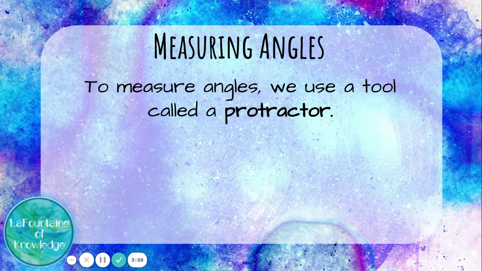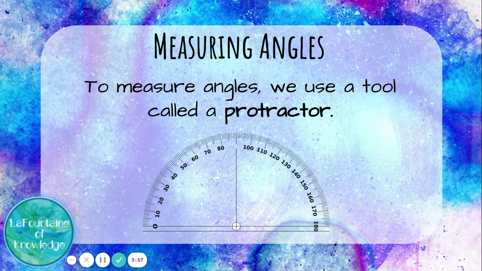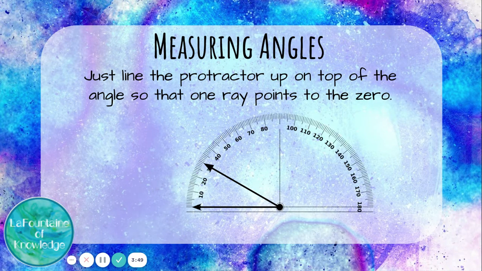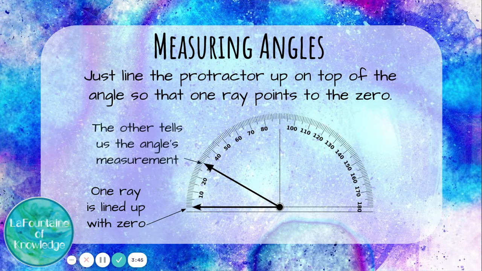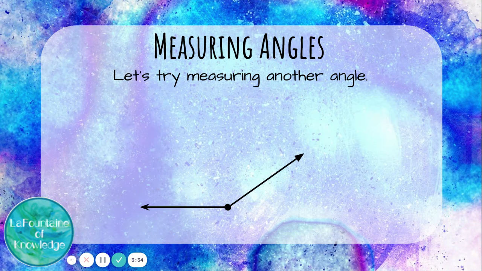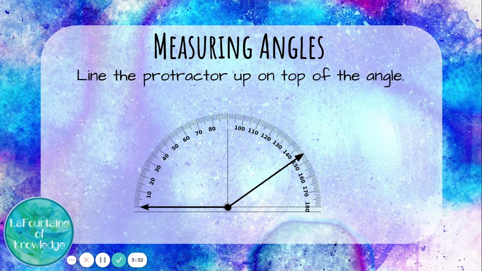To measure angles, we use a tool called a protractor. Just line the protractor up on top of the angle so that one ray points to zero. One ray is lined up with zero. The other tells us the angle's measurement. This angle measures 30 degrees. It's an acute angle. Let's try measuring another angle.